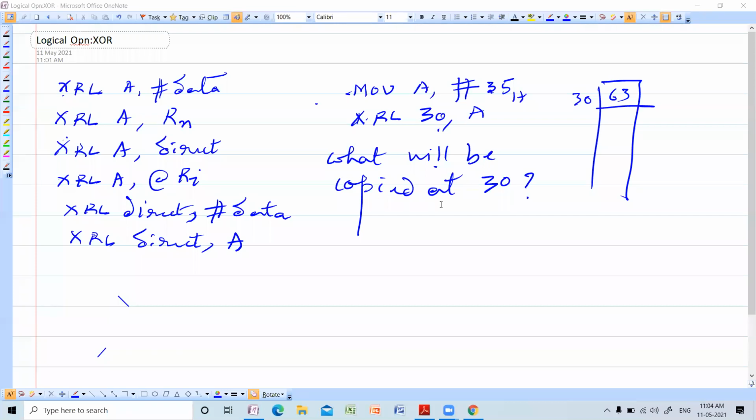Answer the question. MOV A, #35; XRL 30, A. What will be copied at 30? So complement of 35? No, wrong. You have to solve and tell. Simply don't answer.